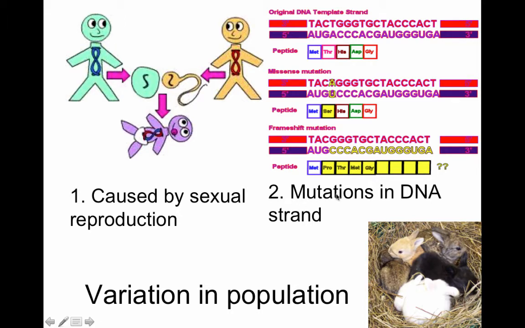A second cause of variation can be mutations in the DNA strand. If we're looking at the DNA strand here, as the DNA is transcribed and translated, which we'll get to later in this year, there can be different mistakes that can be made. This frame shift mutation down here changes the entire sequence of DNA and thus can change the entire protein that's being created.